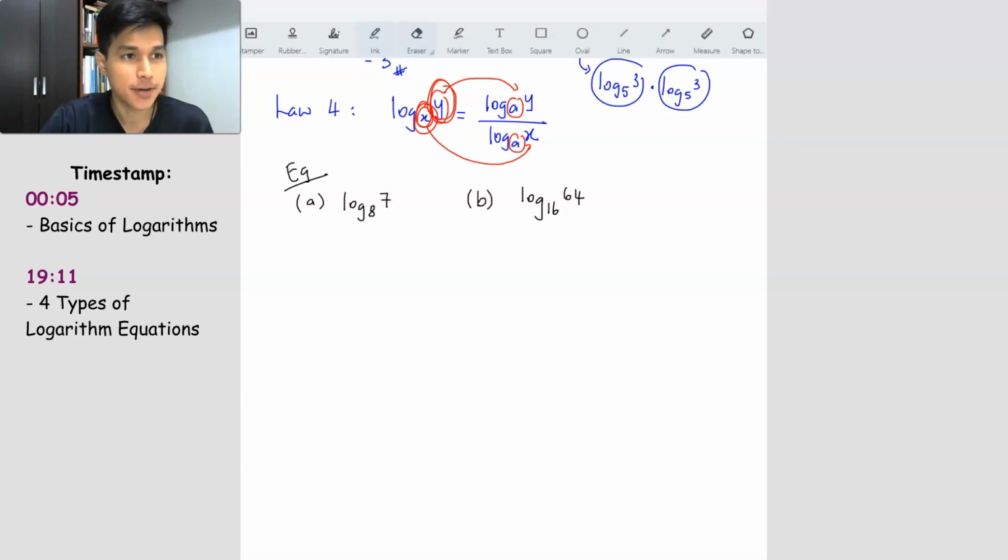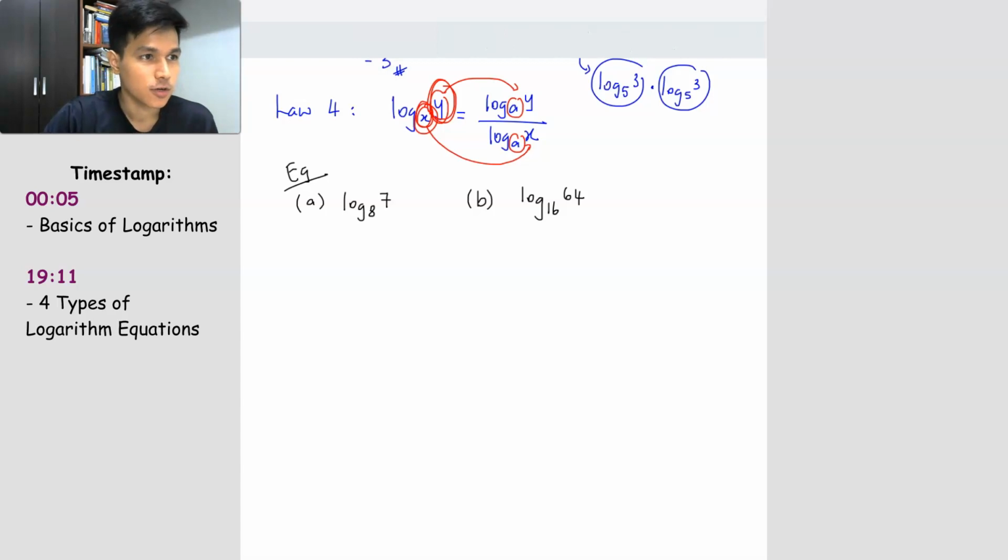Alright, let's look at some examples here. So log 7 base 8. Let's change this to base 10, because there's nothing much you can do here. So log 7, and if I don't write anything, it means base 10. So log 7 over log 8. The top number comes here, and the base of the log comes at the bottom. Then both will have the new base that you want, so base 10, base 10. Clear?